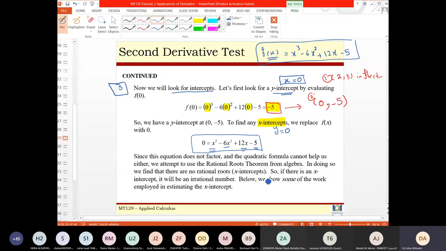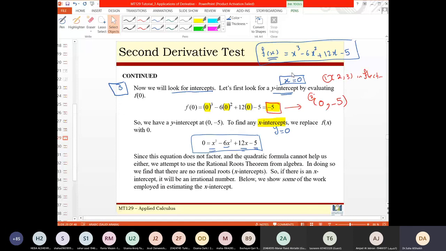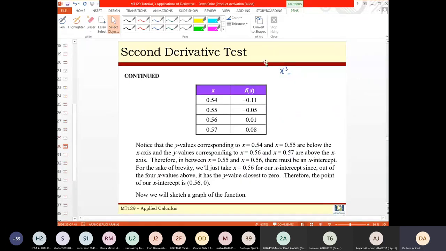So what they did here is by estimating, by doing what we call estimation. So it is x^3 minus 6x^2 plus 12x minus 5 equal to 0. Estimation, yes, you are correct. So we estimate, I put a value for x. They did it in a table. They put the value of x as 0.54.